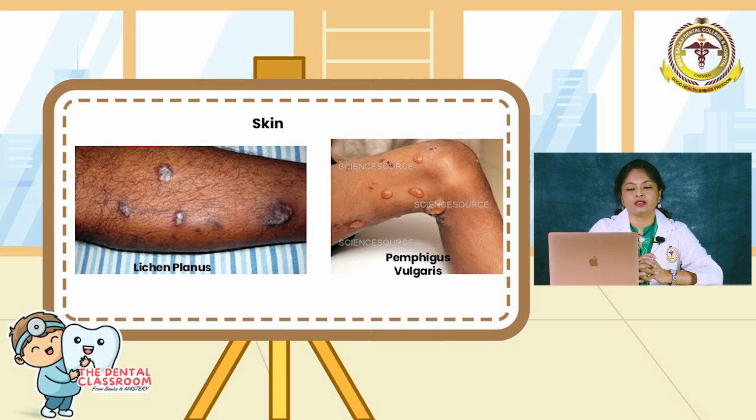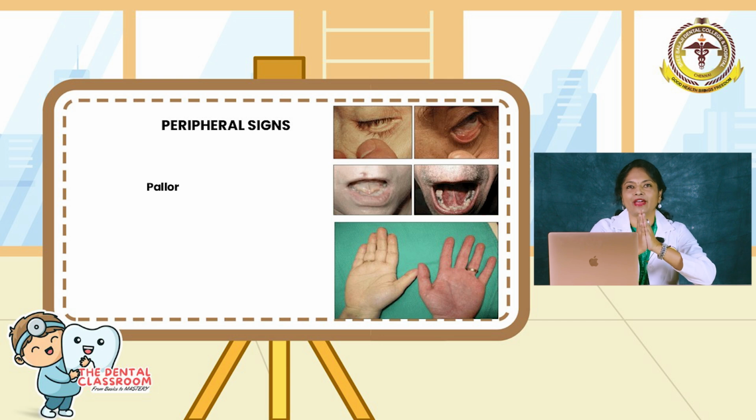Moving on to skin, we will have to do a thorough examination of the skin. Dermatological lesions can manifest both in oral and skin, called the mucocutaneous lesions, like lichen planus, pemphigus, etc. Skin should be checked for color, texture, any eruptions, or any nodules present. Moving on to the peripheral signs.